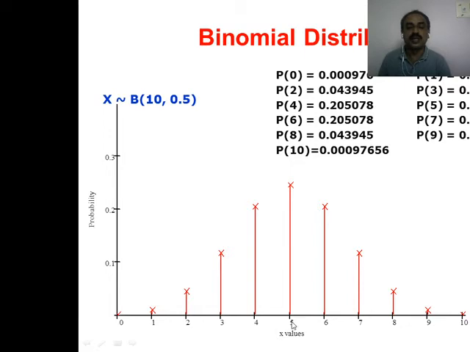You can see at x equal to 5 is the highest probability, and towards the left and right, there are very beautifully symmetric probabilities. At 4 and 6, same probability. At 3 and 7, same probability. At 2 and 8, same probability. And also at 1 and 9, same probability. 0 and 10, same probability. So the curve attains a very beautiful symmetric shape when p is 0.5.